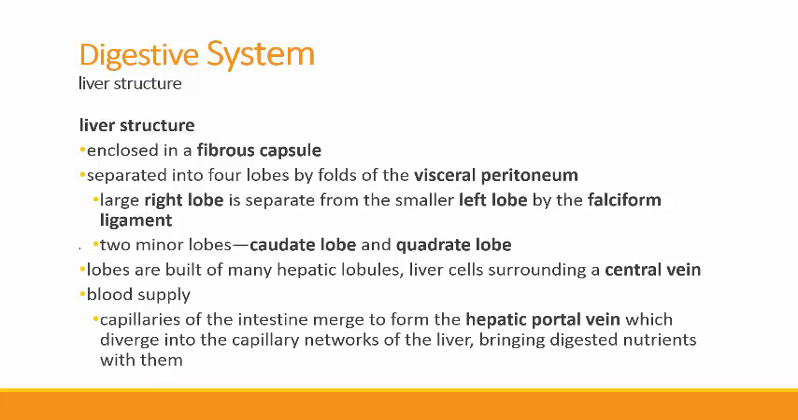So the liver is enclosed in a fibrous capsule. We've talked about capsules before. When we talked about lymph nodes, remember lymph nodes were enclosed in a fibrous capsule. So this is connective tissue. It's a dense, irregular connective tissue that helps to protect the surface of the liver, because the liver is a fairly delicate organ. If you've ever cooked with liver, you know that it can be squeezed. It's kind of springy in consistency.